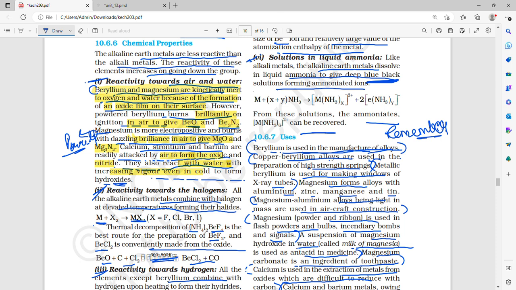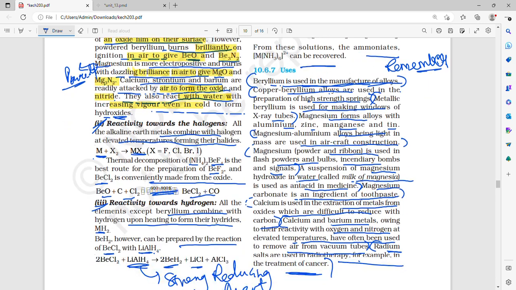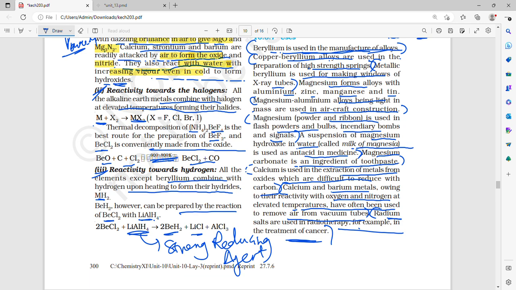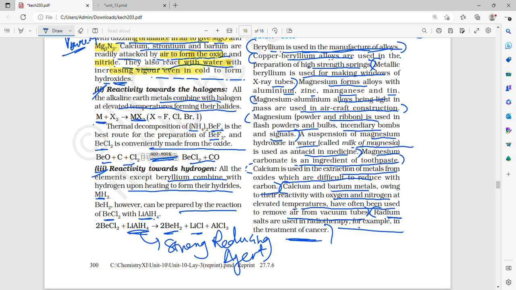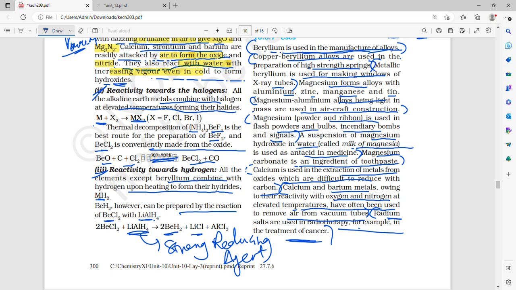So beryllium and magnesium are kinetically inert to oxygen and water because of the formation of an oxide film on their surface. But if you burn powdered beryllium and powdered magnesium, then beryllium will form BeO, beryllium oxide, and beryllium nitride Be3N2. Magnesium is more electropositive and it will burn with a dazzling flame in the air to give again magnesium oxide and magnesium nitride. Then calcium, strontium and barium, all three of them readily get attacked by air to form oxide and nitride. They also react with water with increasing vigor even in the cold. That is, even with cold water they can react to form hydroxides.